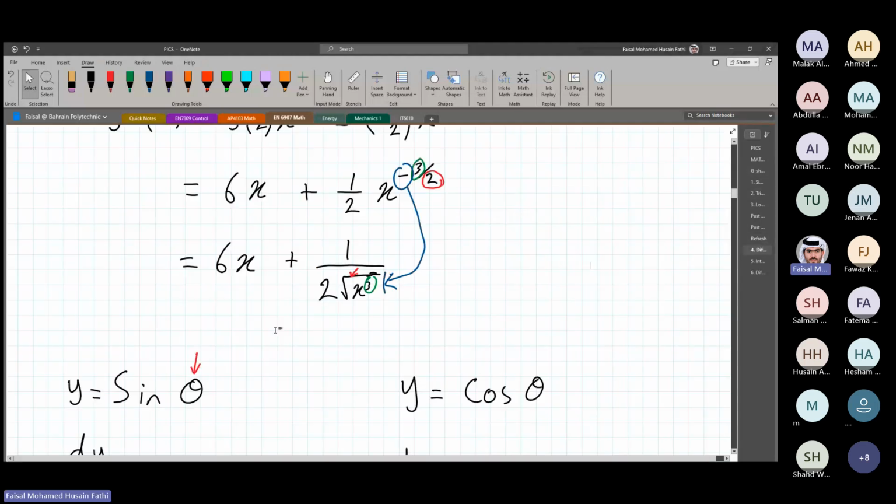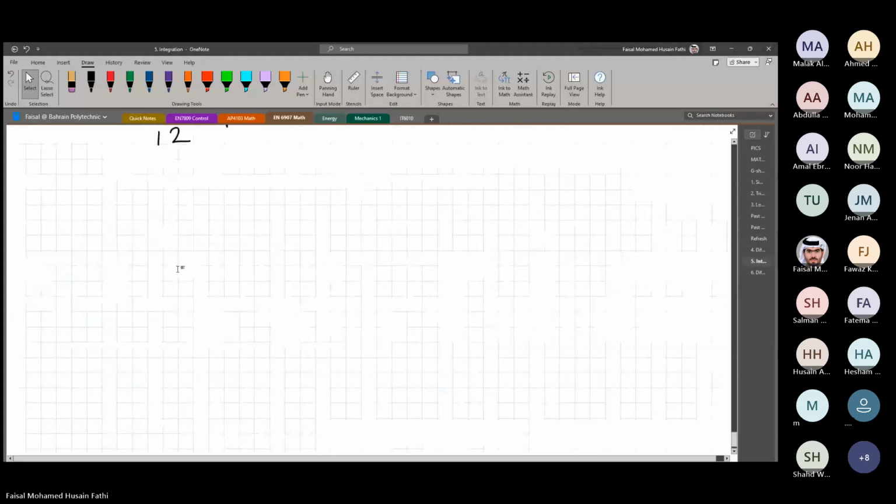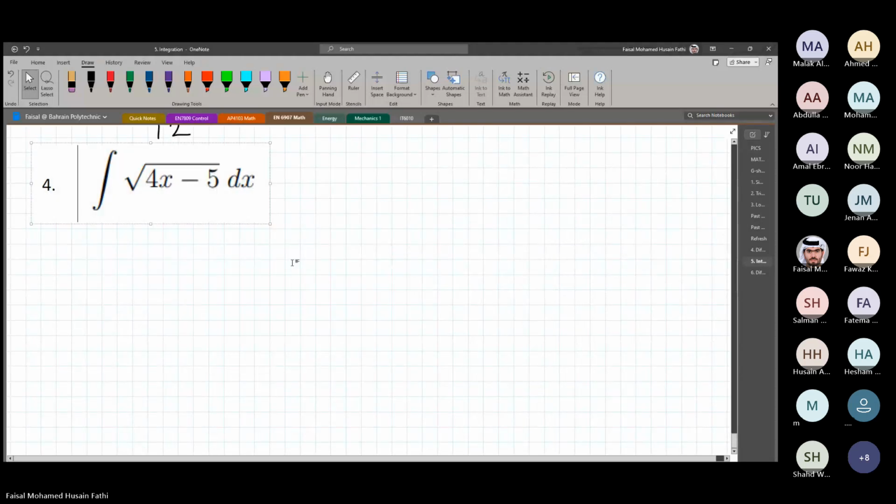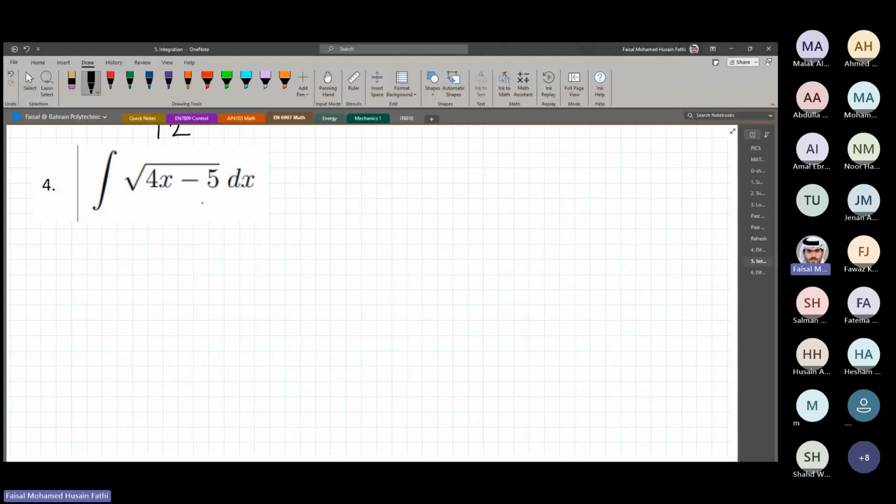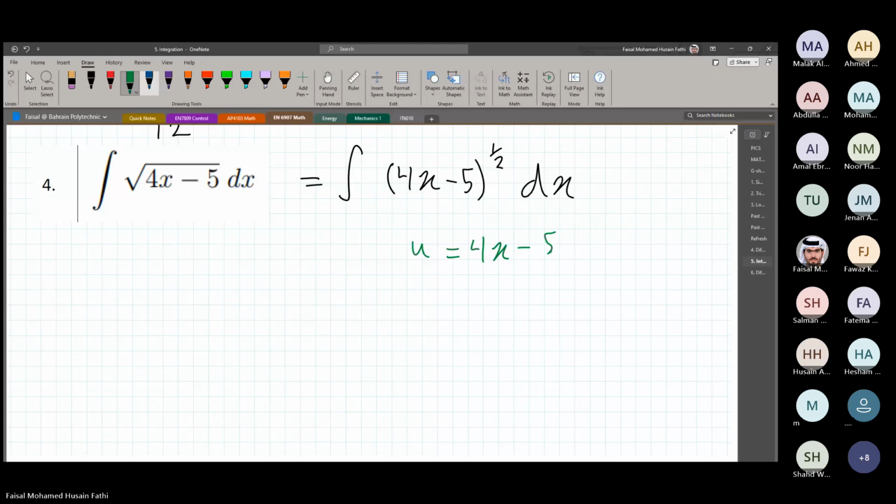All right, let's start with question 4. I'm going to go through this very quickly. Very simple, same concept as we did before. This is equal to the integration of 4x minus 5 to the power of half. I'm just removing the square root, dx. Let us set u equal to 4x minus 5. du by dx is going to be equal to 4. So in other words, dx is equal to du by 4. Okay.